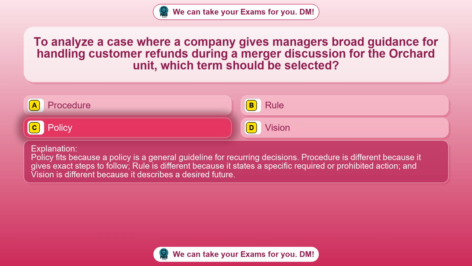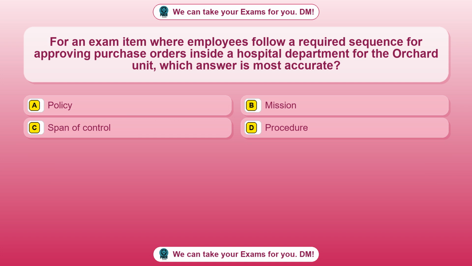Rule is different because it states a specific required or prohibited action, and vision is different because it describes a desired future. Question 51. For an exam item where employees follow a required sequence for approving purchase orders inside a hospital department for the Orchard unit, which answer is most accurate?